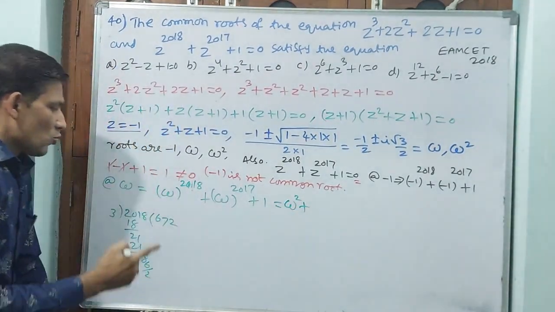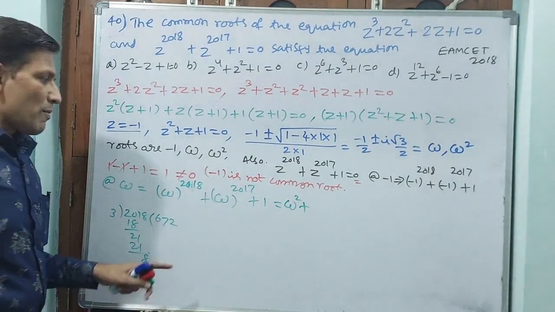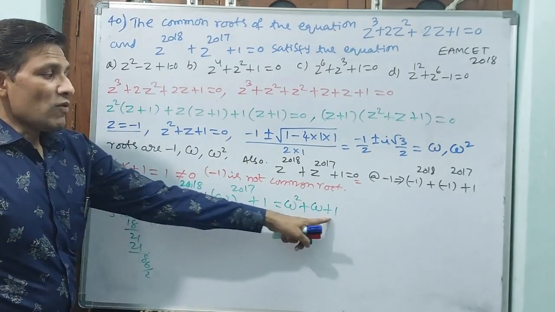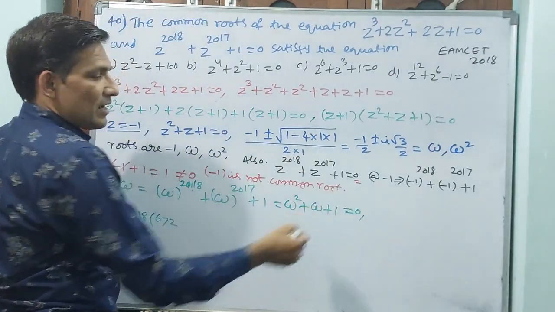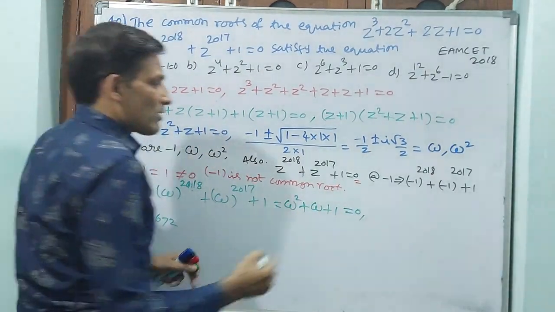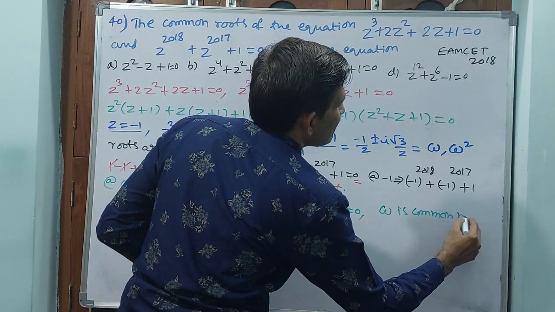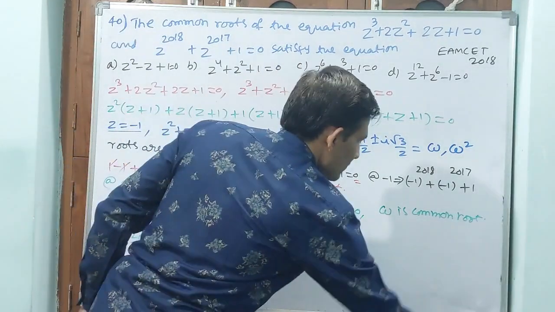Plus 2017 means 1 less will come, 1 remainder. That means omega power 1, which is omega, plus 1. We know 1 plus omega plus omega square is equal to 0. That means LHS, RHS both matched. Omega is common root, write down. Omega is common root. I am removing this rough calculation.